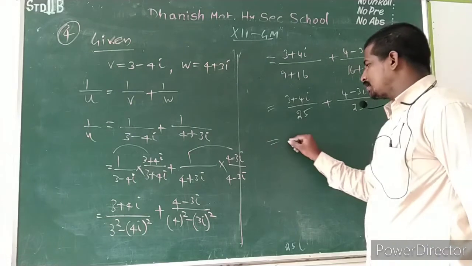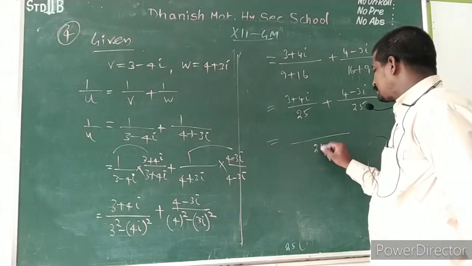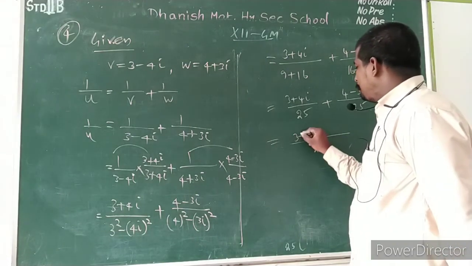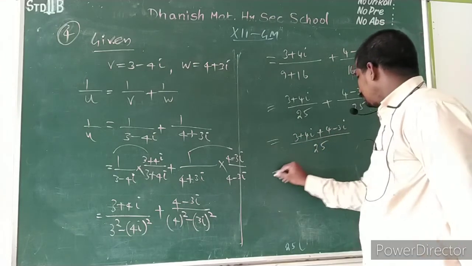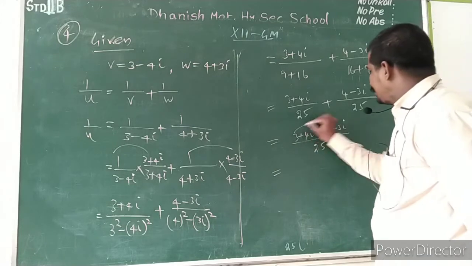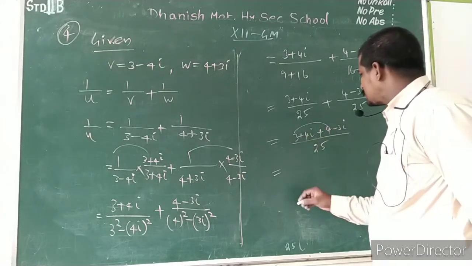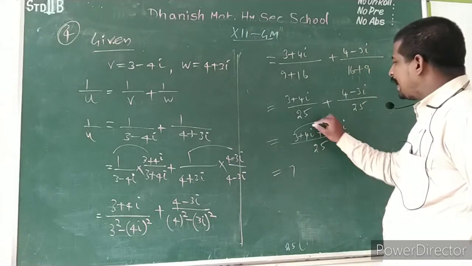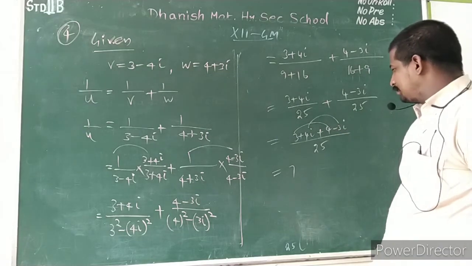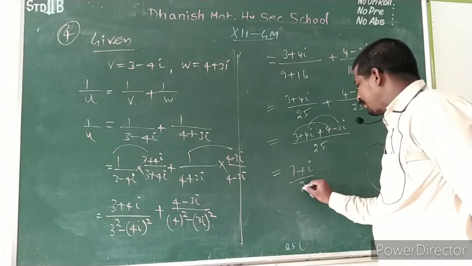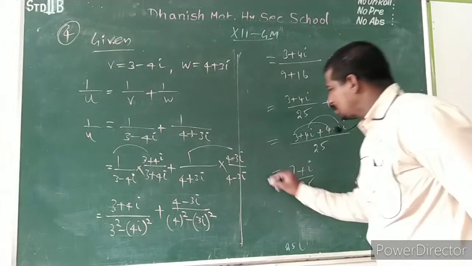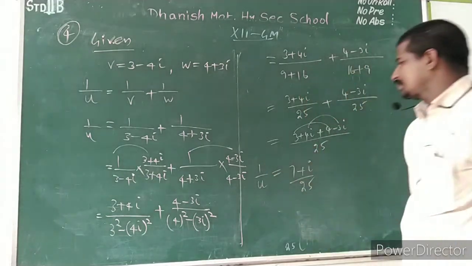Here the denominators are same, so I am going to write it as common. So 25, 3 plus 4i plus 4 minus 3i. Here we are having two real terms, 3 plus 4, 7. Here we are having two imaginary terms, 4i minus 3i, plus i divided by 25. So this is our 1 by u.